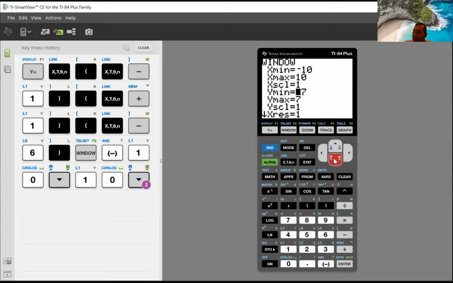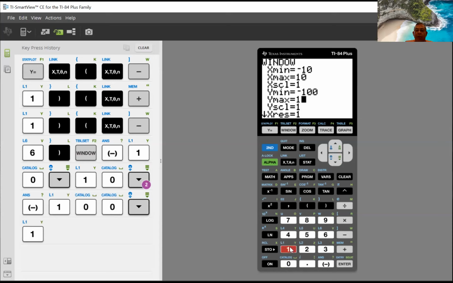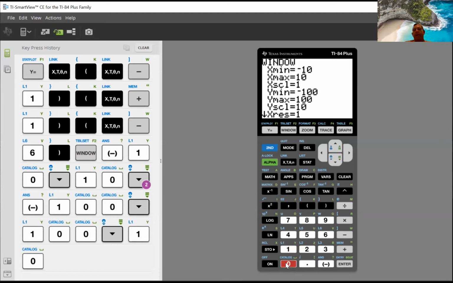The y's went from -100 to +100. And that scale is going by 10 because it had 10 marks on it. And 100 divided by 10 would make that 10 each. So we got our equation in. We got the window set. So we're going to hit graph.